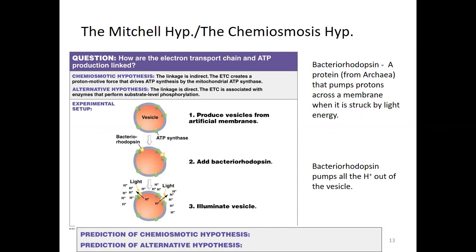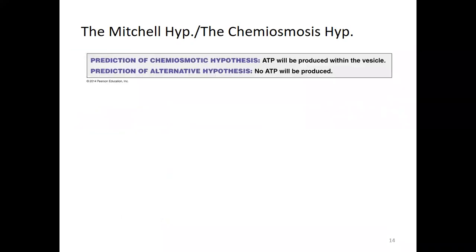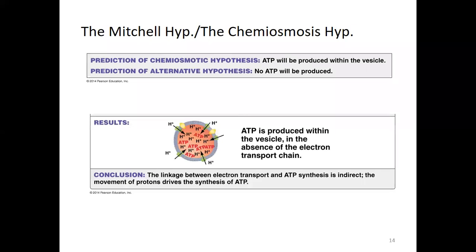The prediction of the chemiosmotic hypothesis here is that ATP will be produced within the vesicle. If the alternative hypothesis is true, then the vesicles will lack the protein necessary for that substrate level phosphorylation, and no ATP will be produced. The results were that there was a lot of ATP produced within the vesicle, even without a full electron transport chain there. So the electron transport chain is not doing substrate level phosphorylation. It is creating a proton motive force. So it's an indirect linkage.